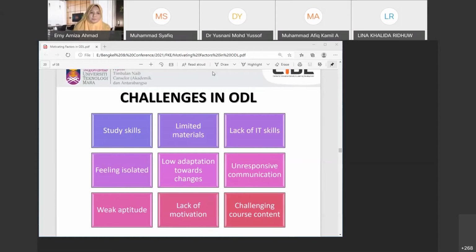And then weak attitude. This goes back to oneself. This does not mean low adaptation. Some are slow but enthusiastic. Weak attitude means they simply do not want to change. And then lack of motivation. That goes back to earlier: what are your main personal goals? What actually motivates you? Lack of motivation is actually caused by other things, the environmental factors. And then challenging course content. I have to admit that engineering is a very challenging course.